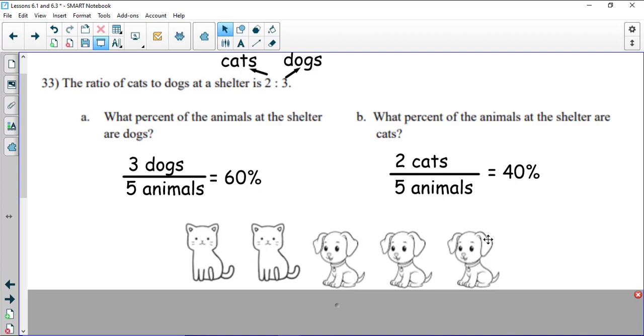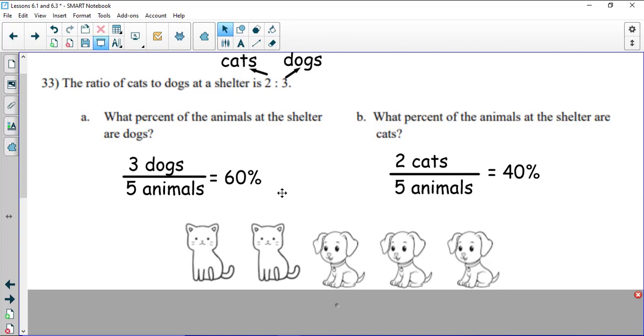We actually have 5 total animals here. When we are asked what percent of the animals at the shelter are dogs, there are 3 dogs out of 5 total animals. Now, they probably have more animals than that at the shelter, but for every 2 cats, there are 3 dogs. So that ratio is going to stay the same, even if we, let's say, have 50 animals at the shelter. Since there are 3 dogs out of 5 animals, we want to write that as a percent. Now, we talked about that in the fraction decimal percent lesson. 3 divided by 5 gets you 0.6, which is 60%. You can also say 3 out of 5 is 6 out of 10, and 6/10 is 60%.